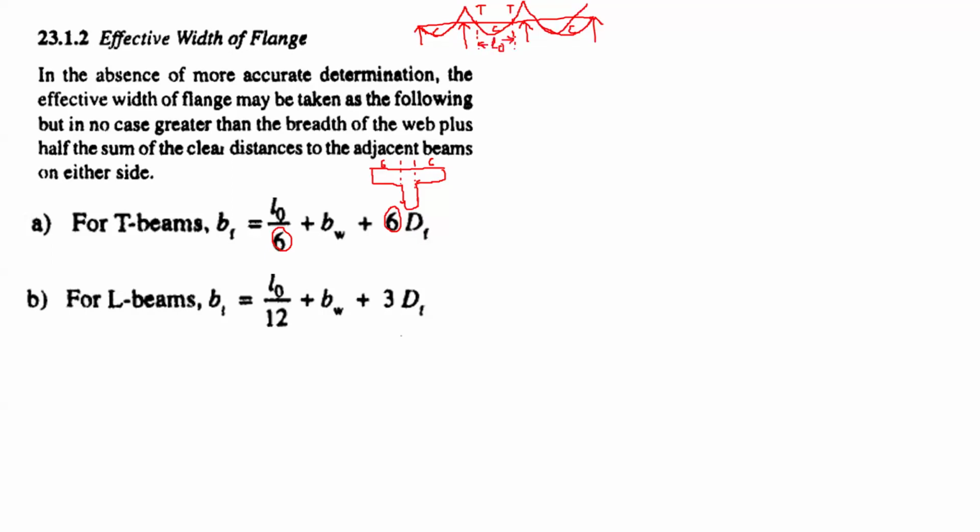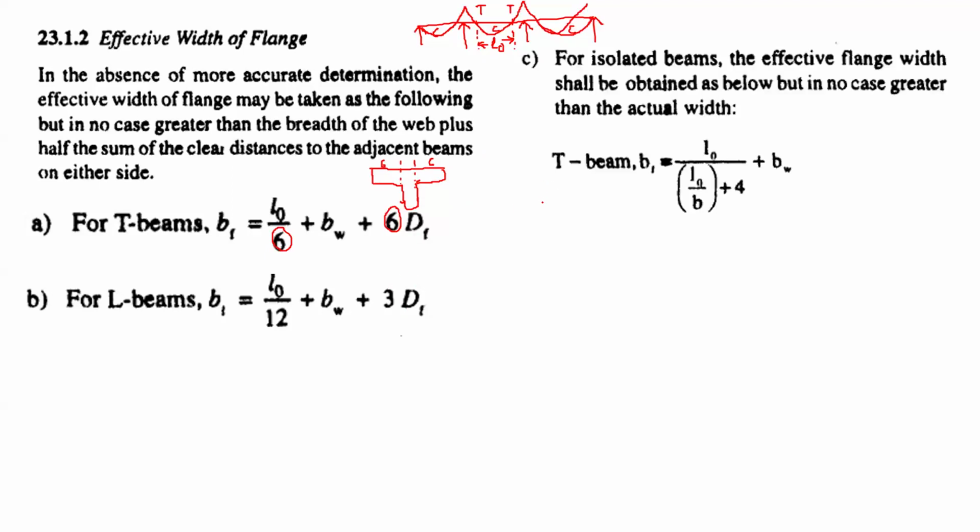You should be in position to show the value of L0 for a continuous beam. Then we have it for an isolated beam. Now we have seen this when we are dealing with slab beam type footing. In slab beam type footing, our beam is acting as an isolated inverted beam, and there we are going to use an inverted T beam, and we have to use this value, L0 upon L0 by B plus 4 plus BW.